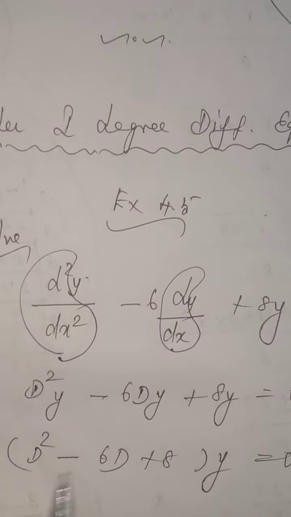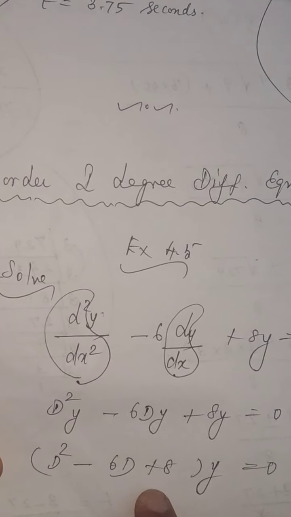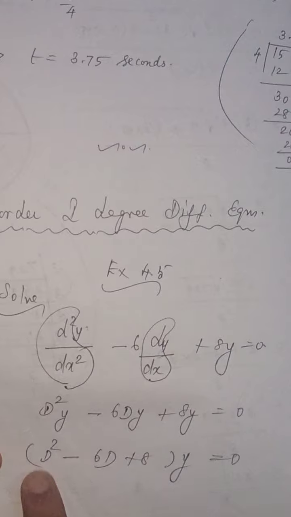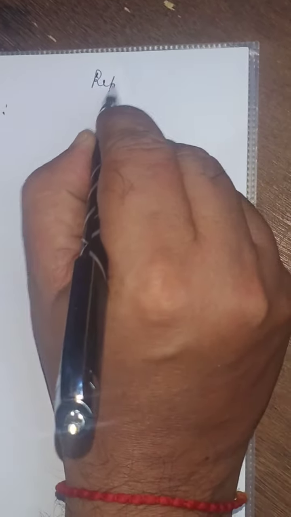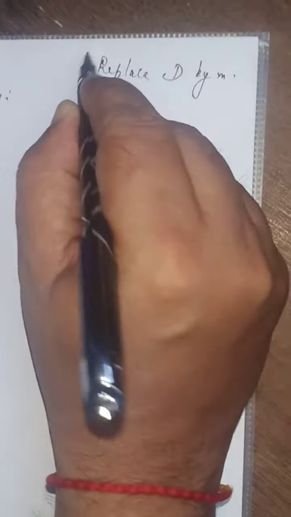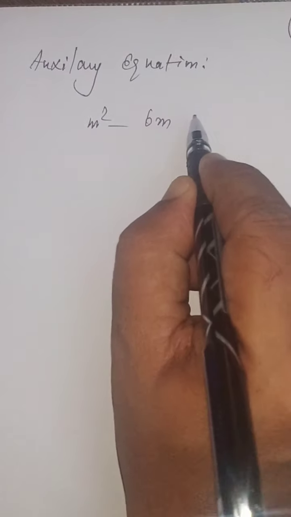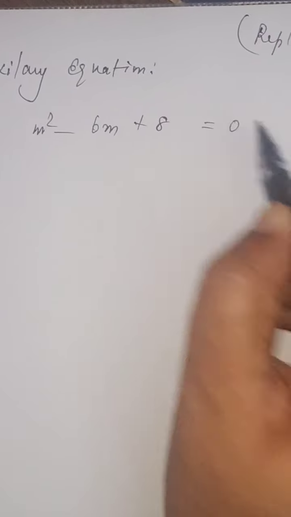How to frame the auxiliary equation? Listen carefully. Here, the expression which is inside the brackets, what is it? D square minus 6D plus 8. That capital D has to be replaced by m. For your reference, I write here, replace D by m. So you'll be getting m square minus 6m plus 8. Since it is an equation, you have to write that is equal to 0.